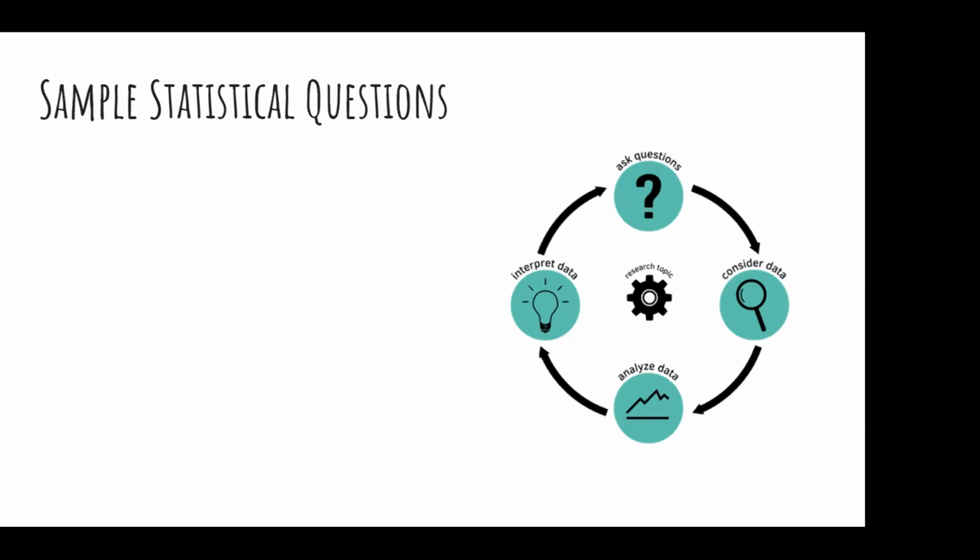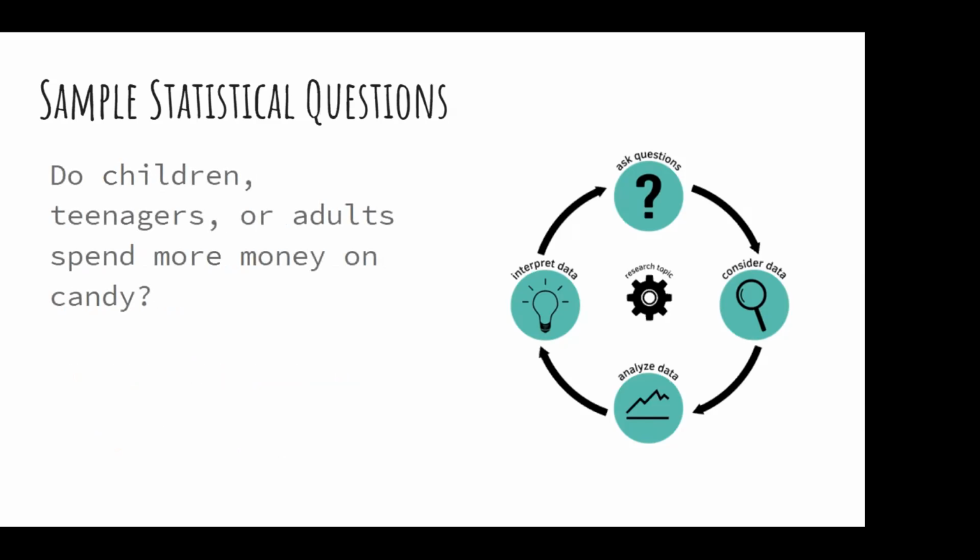Let's take a look at another one, okay? Do children, teenagers, or adults spend more money on candy? So what are we grouping here? What are our variables to begin with? Okay, do children, teenagers, or adults spend more money on candy? What are the variables here?